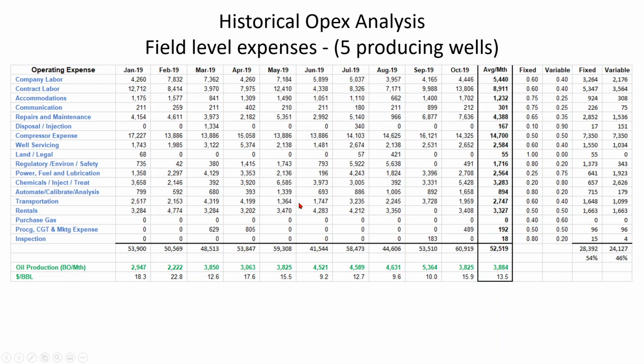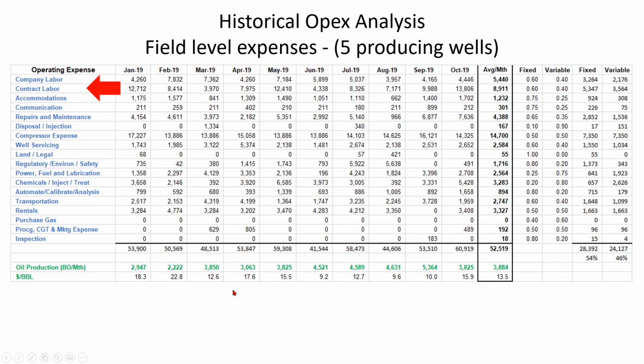All right, this next example is historical operating expense data on a field level. Sometimes the operator doesn't report the expenses by well, they just have it by lease or field. Right here we have about 10 months of data, but we know there are 5 producing wells in this field. So we have to look at the data, analyze it, and see what it's telling us.